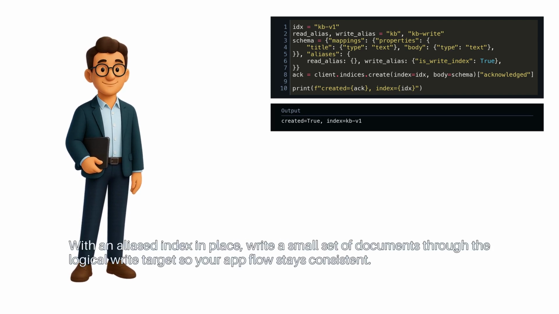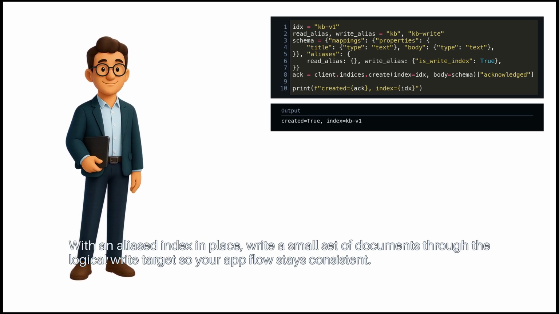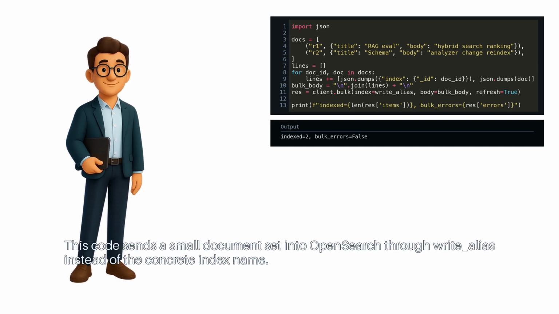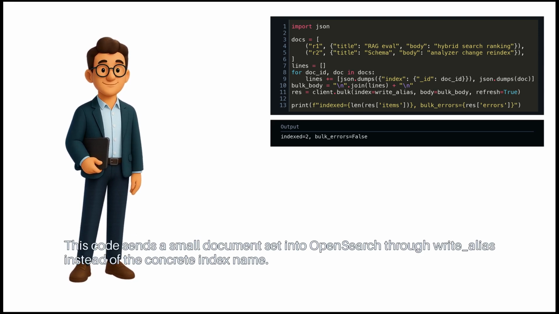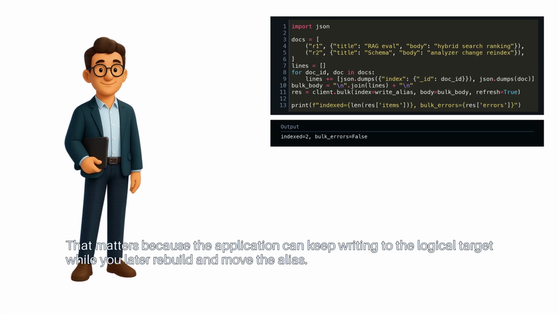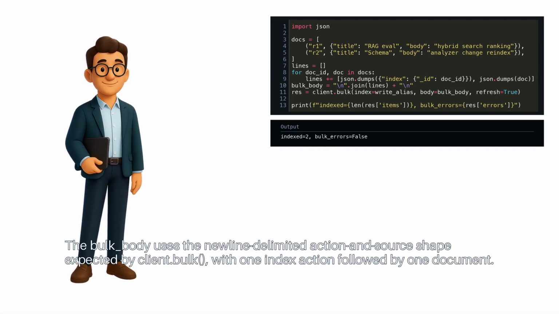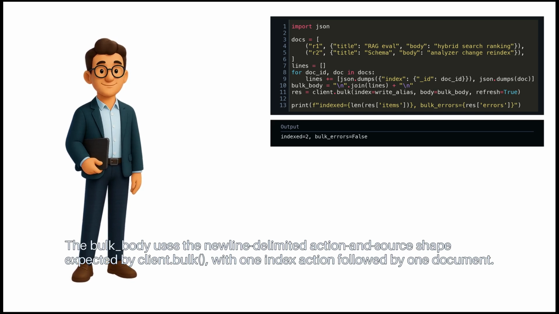With an aliased index in place, write a small set of documents through the logical write target so your app flow stays consistent. This code sends a small document set into OpenSearch through write alias instead of the concrete index name. That matters because the application can keep writing to the logical target while you later rebuild and move the alias. The bulk body uses the newline-delimited action and source shape expected by client bulk, with one index action followed by one document.